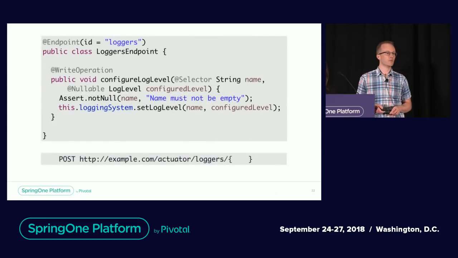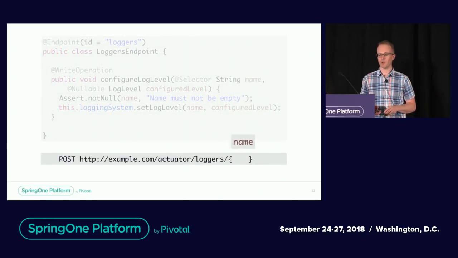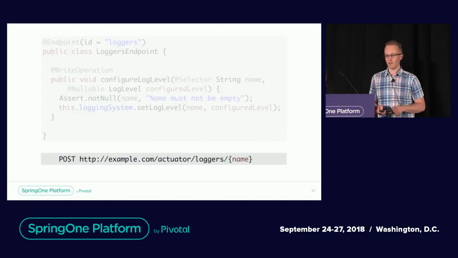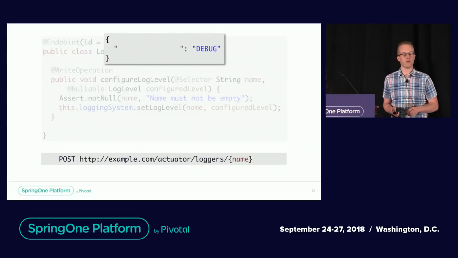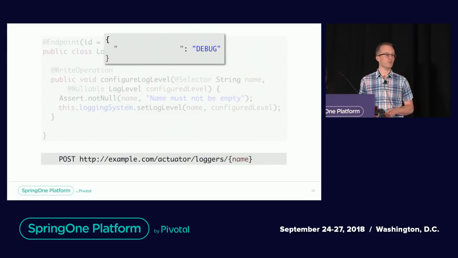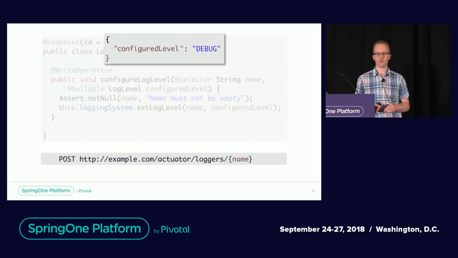So we can see the write operation gets mapped to an HTTP post request. And the name of the logger comes down into the URI. And then how do we pass the information about the level? This is automatically mapped into the JSON body. So you send a post request with a body with configuredLevel. And in this case, we're setting it to debug. That configuredLevel, the key in the JSON payload, is named that because that's what the method parameter was called. And again, that's relying on the dash parameters switch and that information being available in the bytecode.